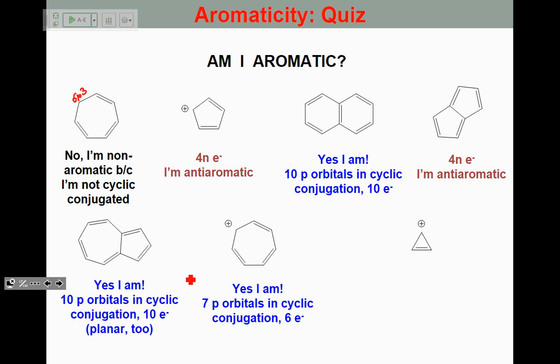How many pi electrons do we have? We have 2, and n can be 0. Because we do have a fully conjugated cyclic system. We have 3 carbons that are in a circle, that are in a ring, and they all have unhybridized p orbitals. So this one is, in fact, aromatic. Now, it wouldn't be aromatic if this didn't have that positive charge, because then it wouldn't have a p orbital. So you have to have that unhybridized p orbital in the cyclic system.